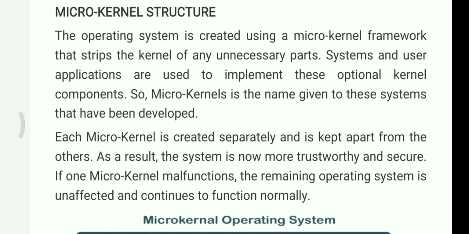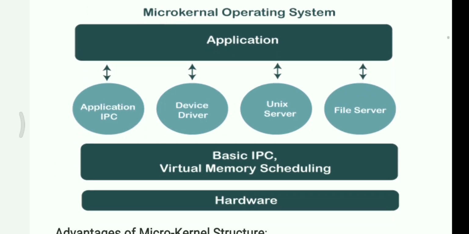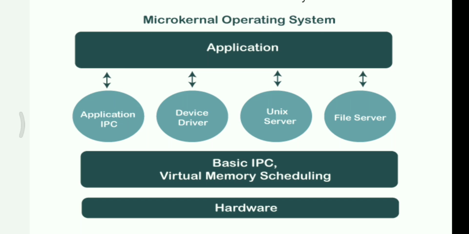Then we will see the microkernel structure graphical representation. First the application, IPC, device driver, Unix server, file server, basic IPC, virtual machine, scheduling, and at the last, hardware. This is the graphical representation of the microkernel operating system.